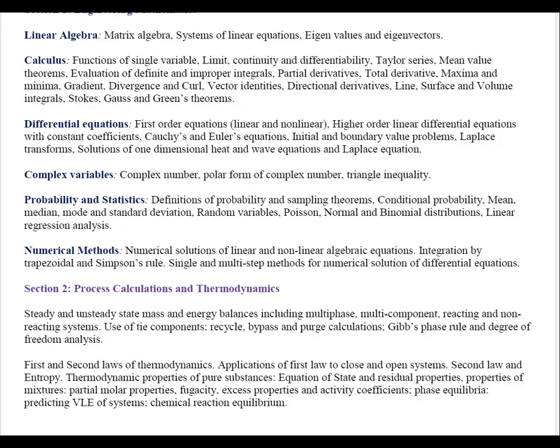Then in numerical methods, you have to calculate some formulas like the trapezoidal and Simpson rules, and you have to calculate integration by these, and some single and multiple step methods are there for the numerical solutions of differential equations.